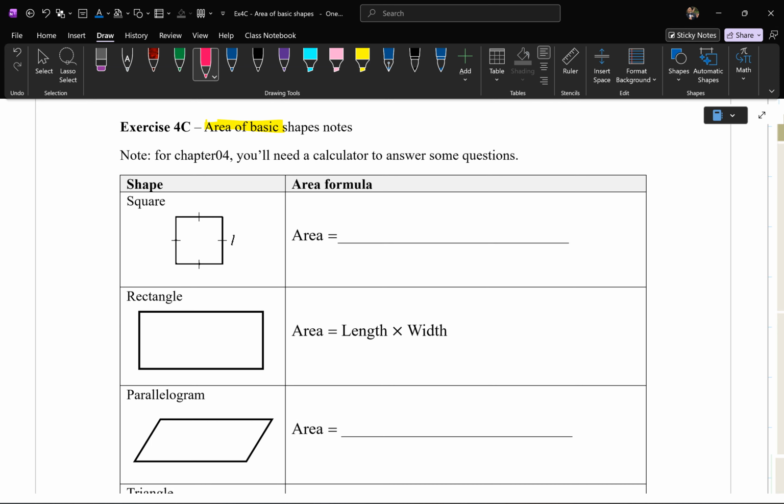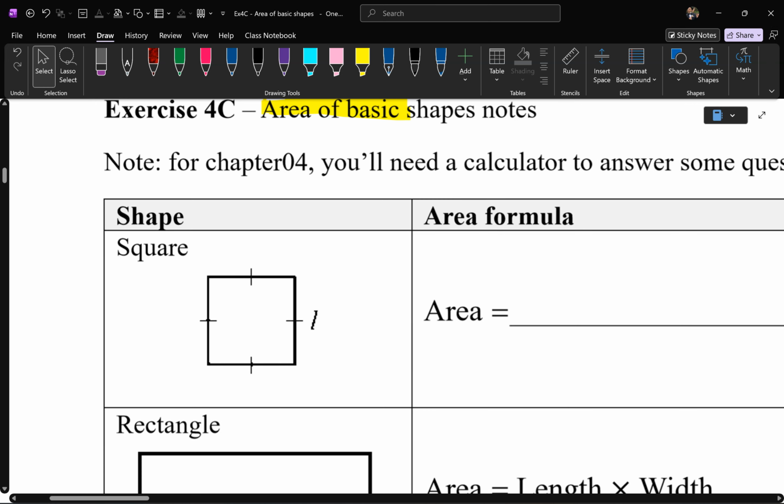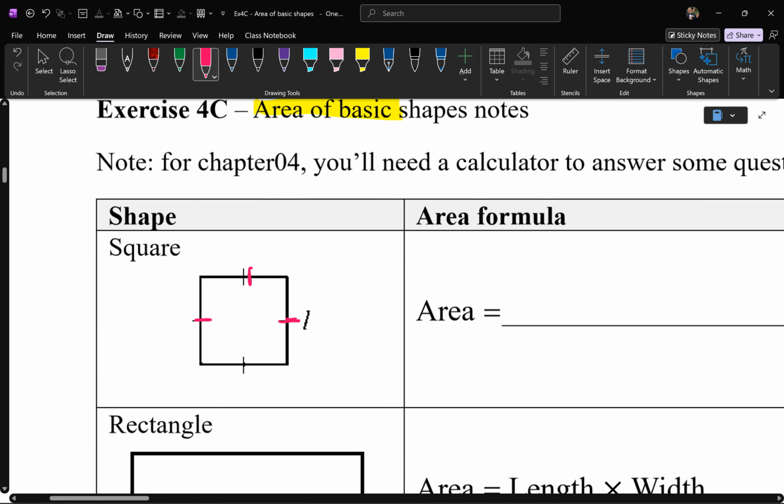What shape? Oh, actually, there's a name there already. This is called a square. What's one of the key features of a square? Let's go with Hauschwan. What do we know about squares? What do these dashes mean again? All sides are equal. Very good. So all sides are equal.